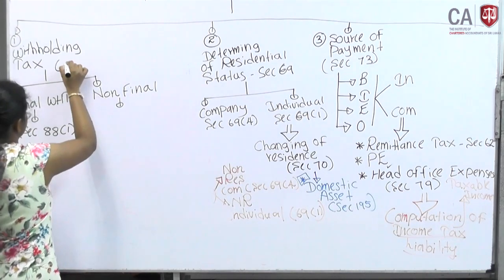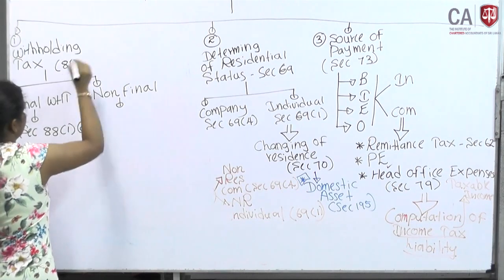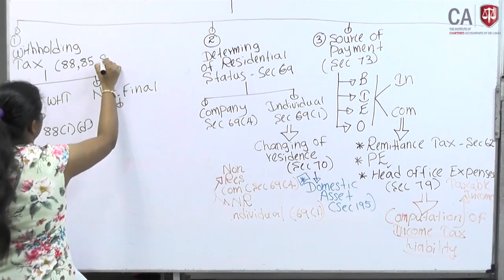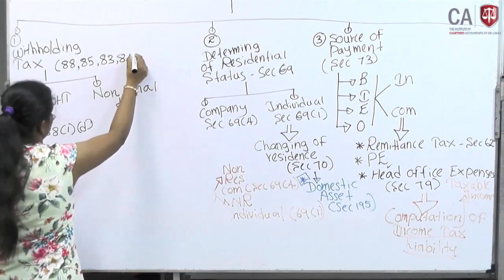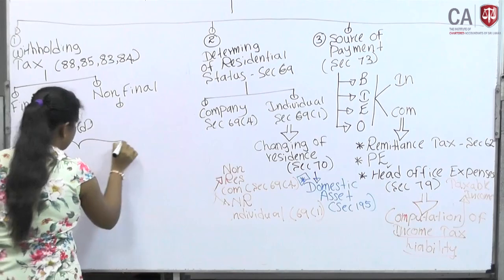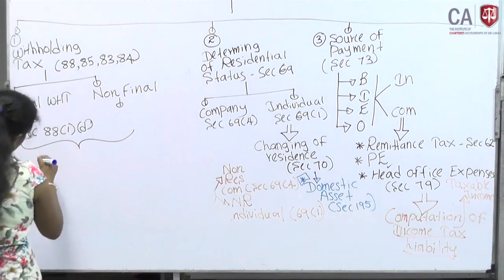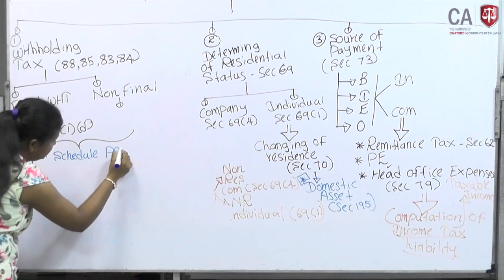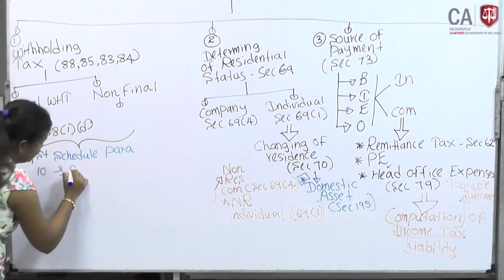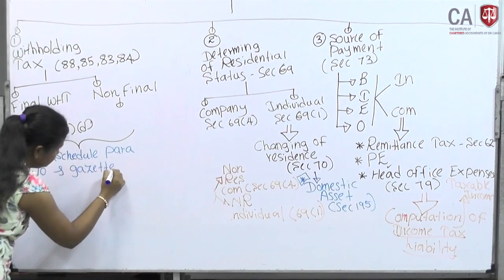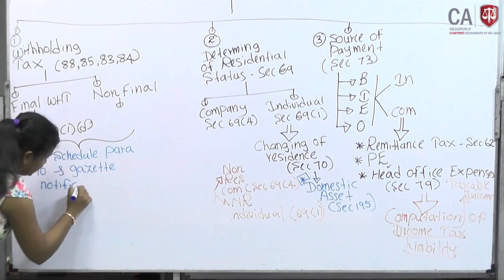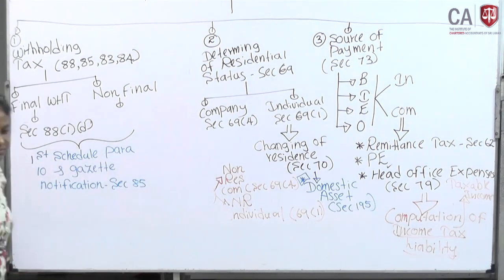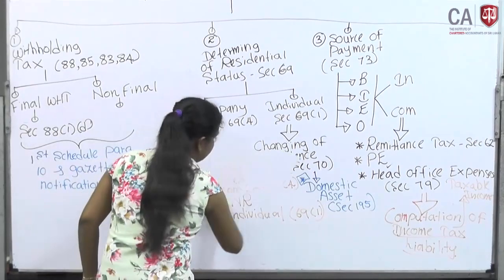Under these withholding taxes, there is section 88 here, then section 85, section 83 and section 84, and for all these things, with those sections, the first schedule, paragraph 10 and the Gazette notification. The Gazette notification issued on section 85 is with reference to specified fees. Okay, then let me erase these things.